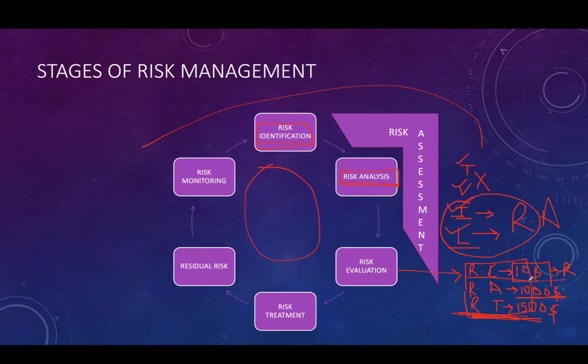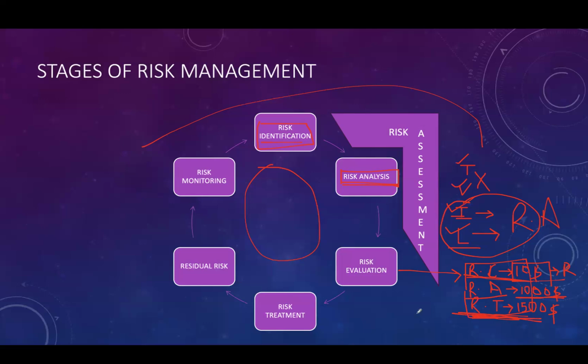What is the capacity? The maximum amount of loss which can happen due to a risk. And risk appetite is the amount of loss, even if I have some loss, that I have money to bear. So this is my risk appetite, and risk tolerance is the maximum amount of impact or deviation from my risk appetite.